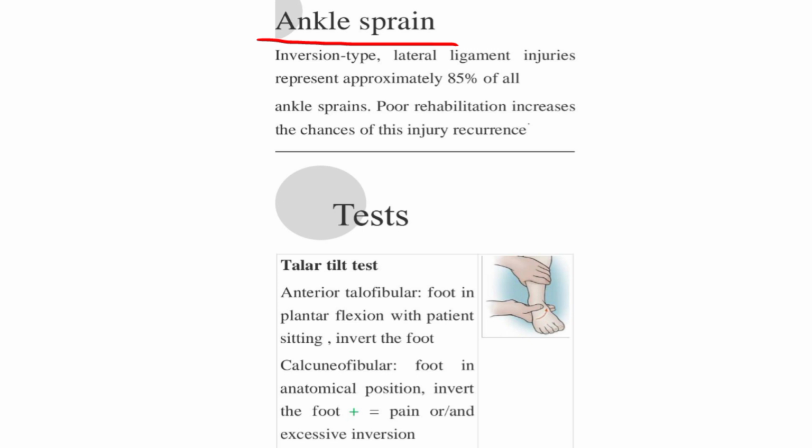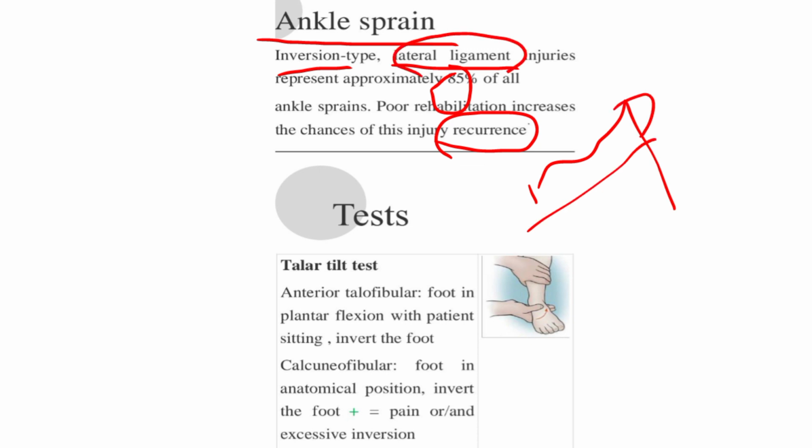In the ankle sprain, inversion type lateral ligament injuries occur in almost 85% of the cases, and poor rehabilitation increases the chance of injury recurrence. So a good rehabilitation program by a physiotherapist is very essential. Inversion type injury, and mostly of the lateral ligament. The test we will do for the ankle sprain, the first test is the Taylor tilt test.